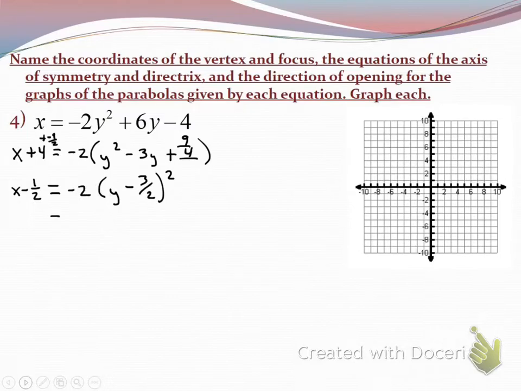So on my right-hand side, obviously, I have y minus 3/2 quantity squared. Over here on the left, I have negative 1/2 times x minus 1/2. So that's how we want to write it. Are you comfortable with that? So therefore, our vertex of our parabola would be what? Positive 1/2 comma positive 3/2.